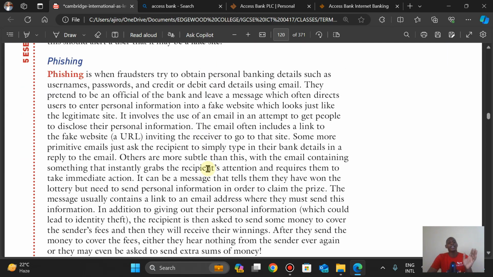The next one is phishing. Now, these things I'm talking about, I've talked about them at O level, but because it's A level, we're just talking about them more in depth. So please go on with me.